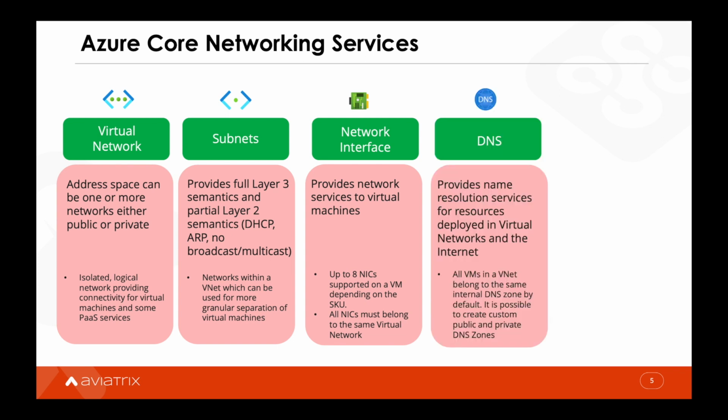Additionally, Azure provides a DNS service by default for all resources deployed inside a virtual network. This service automatically resolves DNS queries for public names. In addition to that, VMs in the same VNet belong to the same internal DNS zone by default, which allows VMs to communicate among themselves using their hostnames. This internal DNS service can be overridden by configuring custom DNS servers in a VNet.